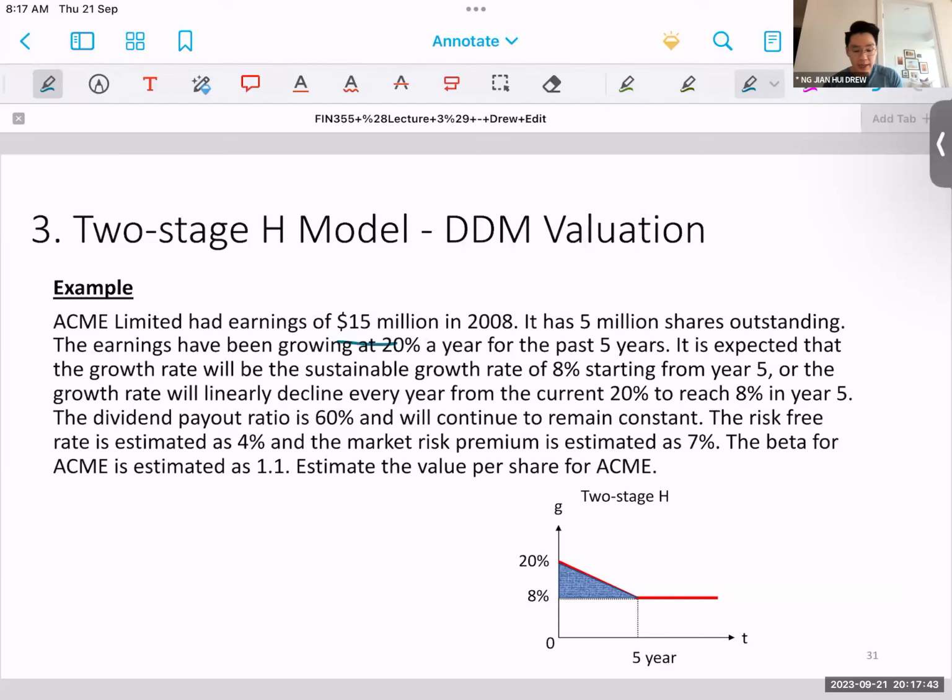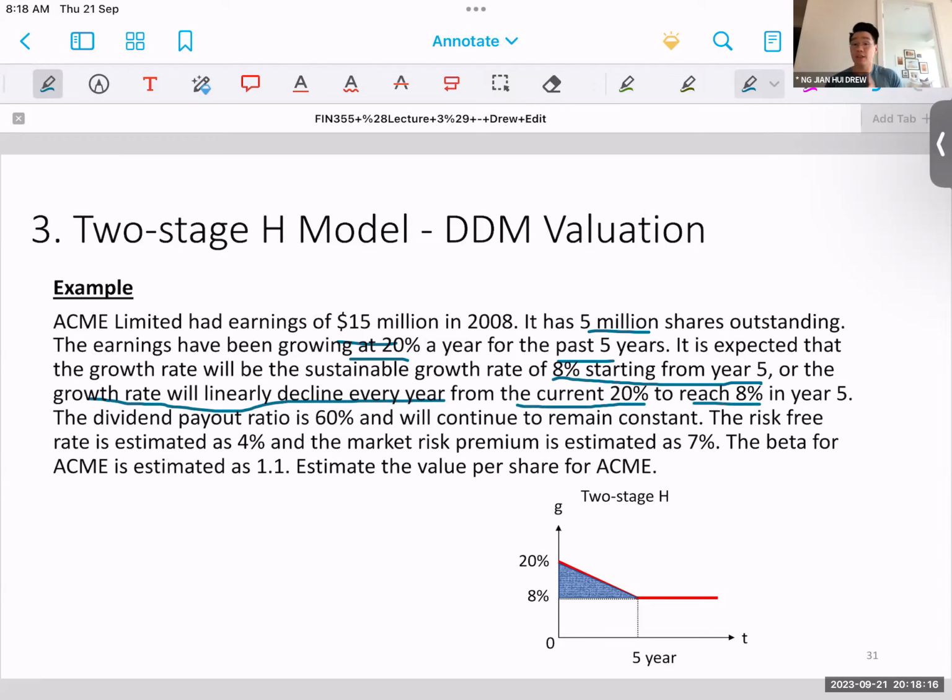Again, there is quite a bit of information. They say earnings are 50 million, number of shares outstanding is 5 million. Earnings grew at 20% for the past 5 years. So this is supernormal growth, right? It is expected that the growth will reach a sustainable rate of 8% starting from year 5. So from year 5 onwards, it's going to be the normal growth, right? At 8%. And it will decline linearly every year, from the current 20% to 8% in the 5 years.